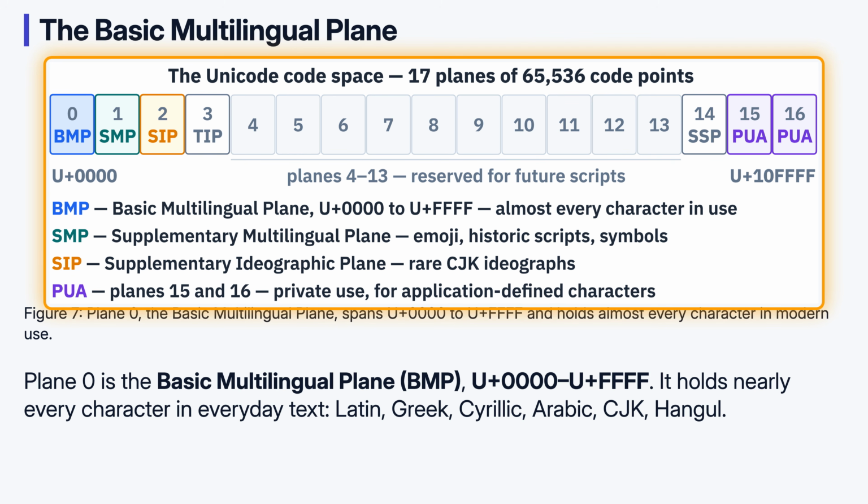Plane 0 has a name. The basic multilingual plane, or BMP, runs from U+0000 to U+FFFF. It holds nearly every character you will meet in ordinary text. Latin letters, Greek, Cyrillic, Arabic, the most common Chinese, Japanese, and Korean characters, Korean Hangul, and thousands of symbols. Rarer CJK characters sit in the supplementary planes. For most everyday text processing, you never leave the BMP.